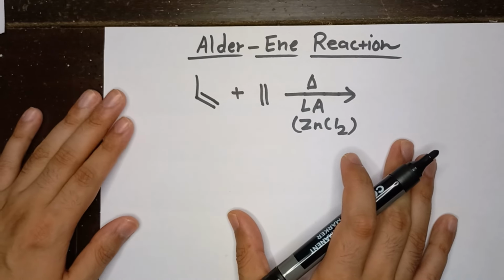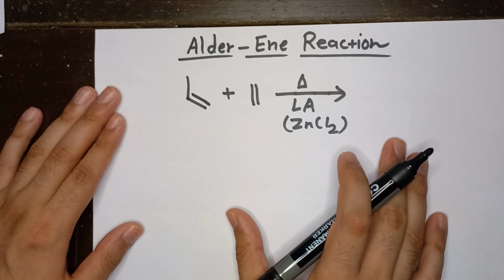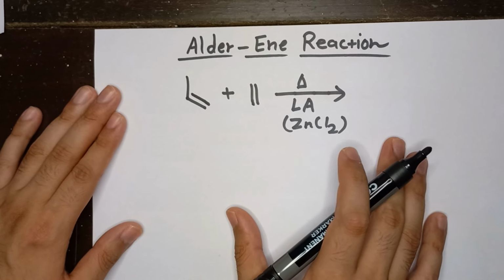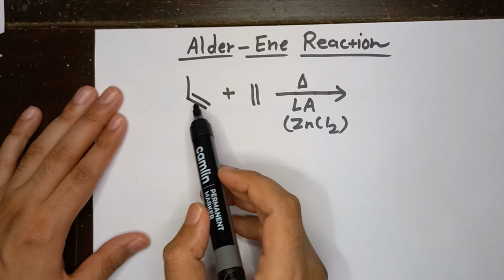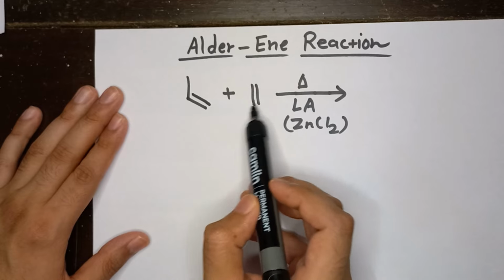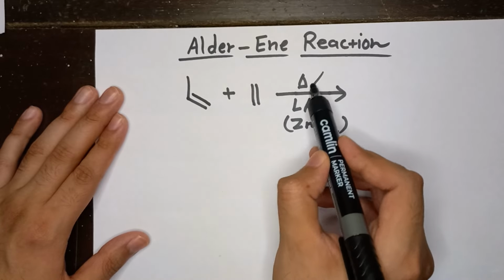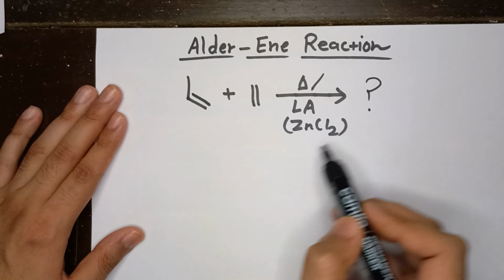Okay, so this is the fifth video in the series of name reactions. Today we are going to discuss the Alder-Ene reaction. This is a question for you. I want you to react this particular alkene with this alkene in presence of heat or a Lewis acid like zinc chloride. So what is the product you are expecting?